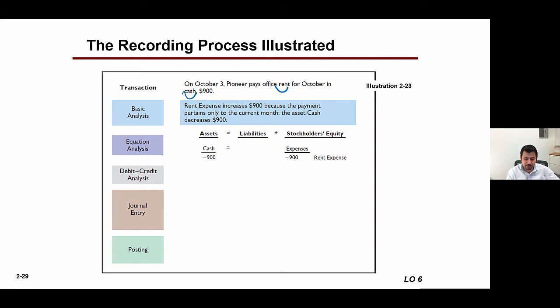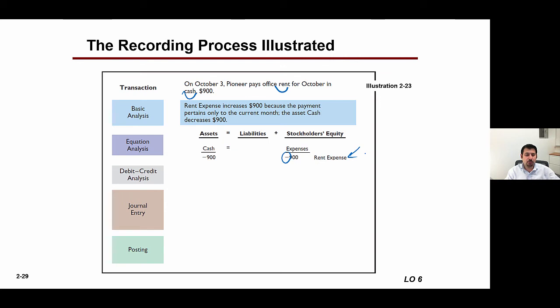Now the minus here reflects the negative effect that this transaction has on stockholders' equity. So in general, stockholders' equity has decreased by $900. The expenses themselves have increased by $900, and here we write the explanation to make sure that we keep track of the transactions, or the reason why stockholders' equity has changed.